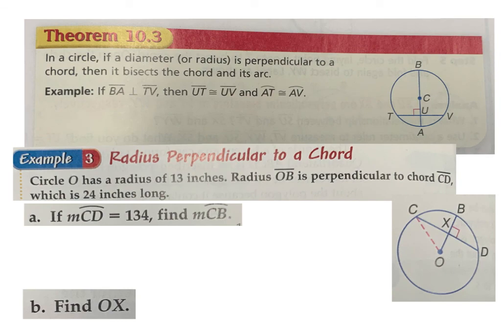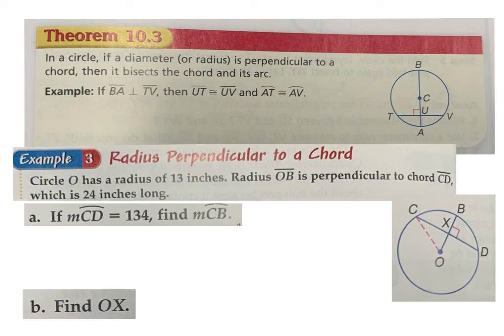Bottom of page 537. In a circle, if a diameter or radius is perpendicular to a chord, then it bisects the chord and its arc. All right, so if a diameter or a radius is perpendicular, so forms right angles with this chord, then it bisects the chord and it also bisects the arc. So that means TU is congruent to UV and it means TA is congruent to AV. So if it's perpendicular, then it bisects it.